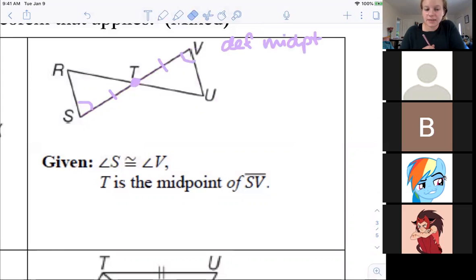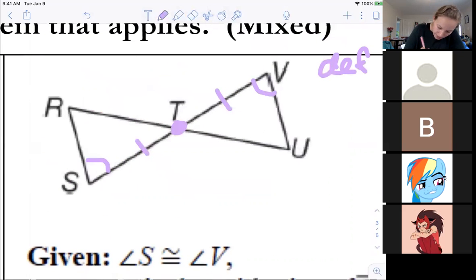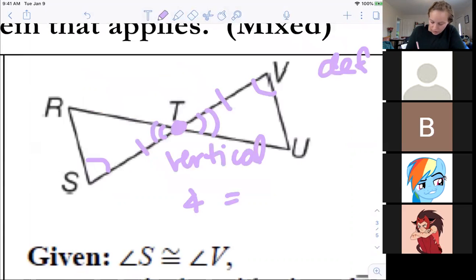Does anyone see anything else that we can mark congruent that's not already marked congruent? The vertical angles, because vertical angles are congruent. Where are the vertical angles, Ava? They're the ones kind of in the center. What vertex are you looking at? The one at T. T, good. So there are vertical angles at T. Good, that's what I was getting at. At T, I've got these vertical angles. And as Ava just said, vertical angles are congruent.